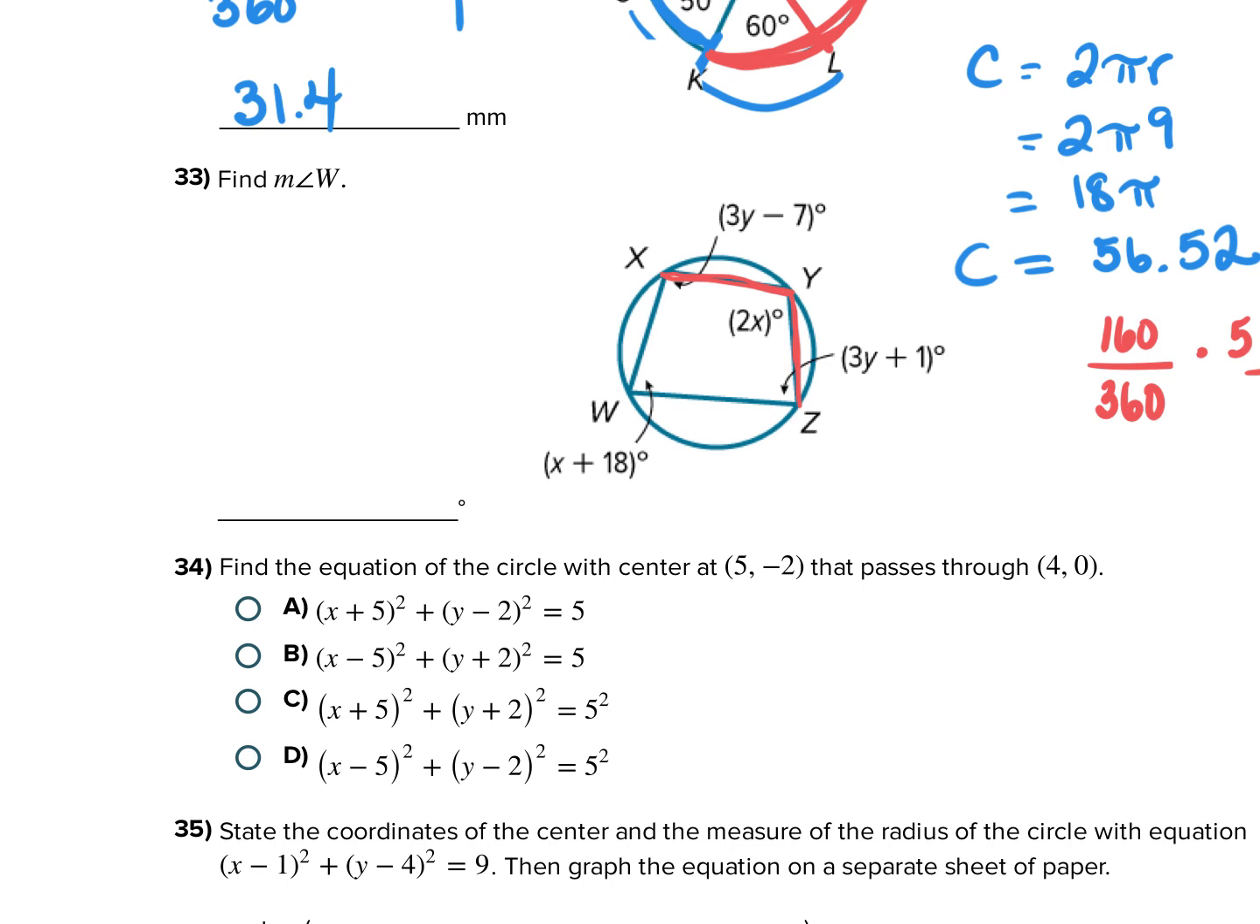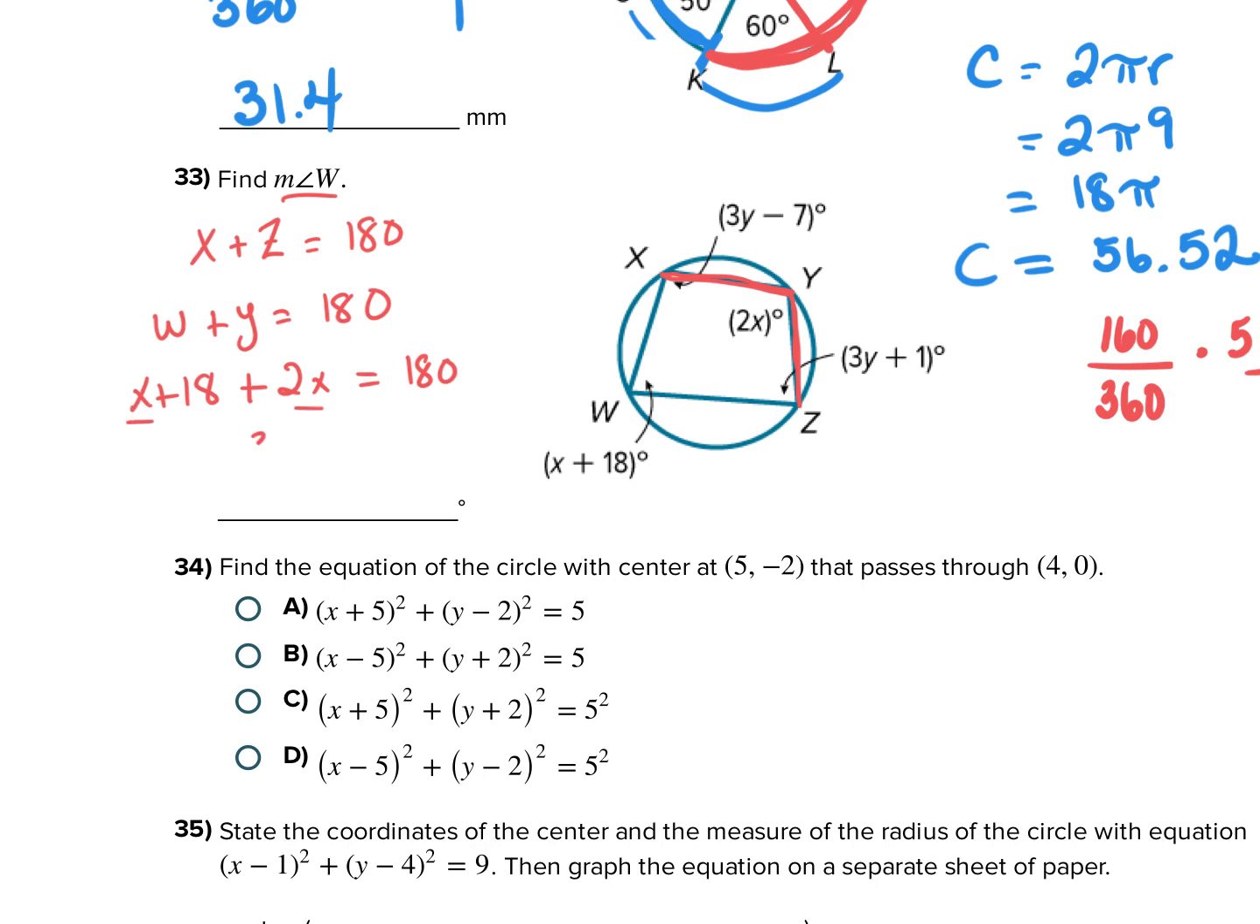what it tells us is that opposite angles of an inscribed quadrilateral are, I'm sorry, I wrote congruent. They're not congruent. They're supplementary. So what that means is x plus z equals 180, and angle W plus y equals 180. And in this case, it's asking for W. So I'm going to do x plus 18, which is W, plus y, which is 2x, equals 180.